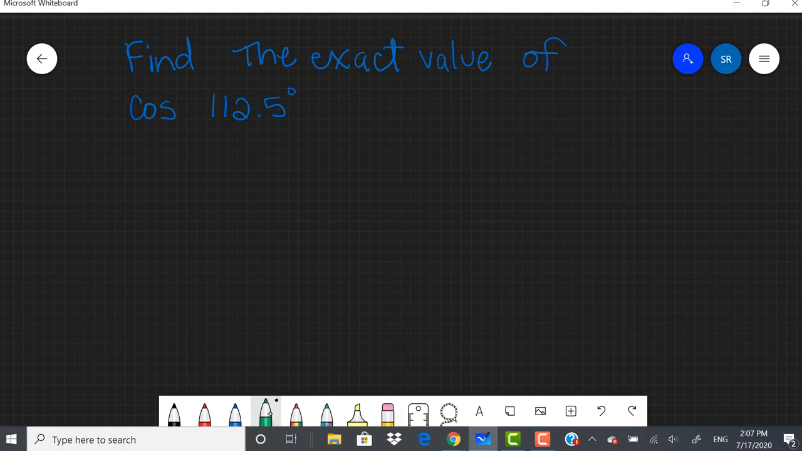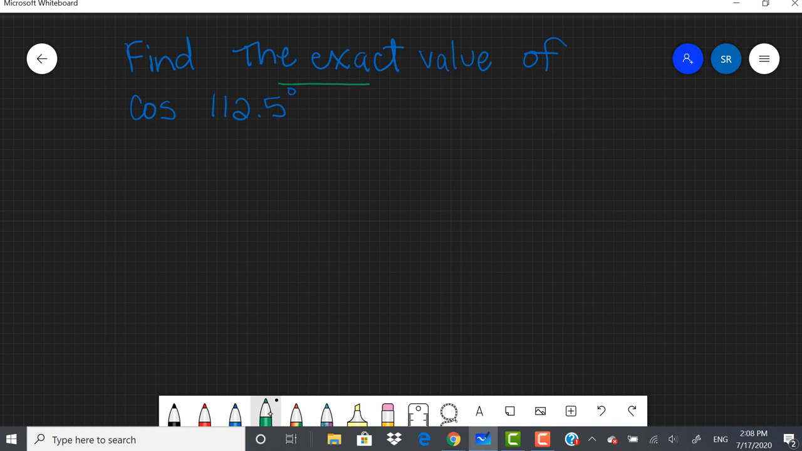Okay, in this video, I'm going to show you how to find the exact value of cosine 112.5. So the key words here are exact value. Otherwise, we could just plug this into our calculator and go cosine 112.5 and say, okay, here's my answer. The problem with that is you're going to get this long decimal, and it's just not an exact value because the decimal goes on forever. And that would just not work.